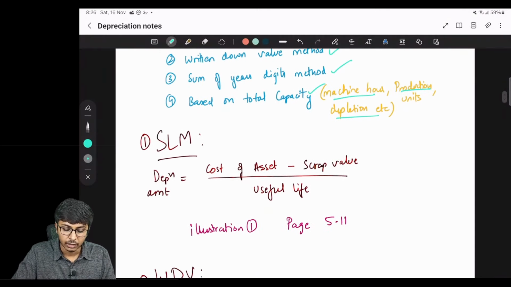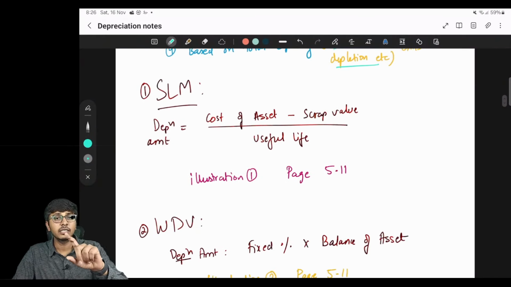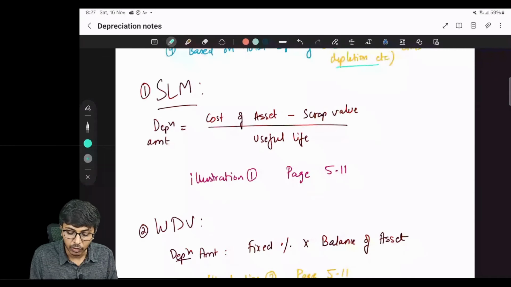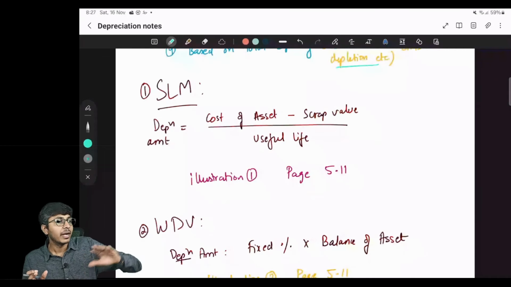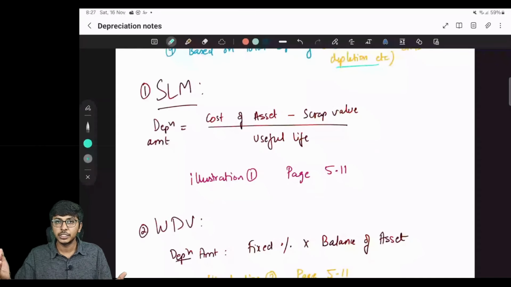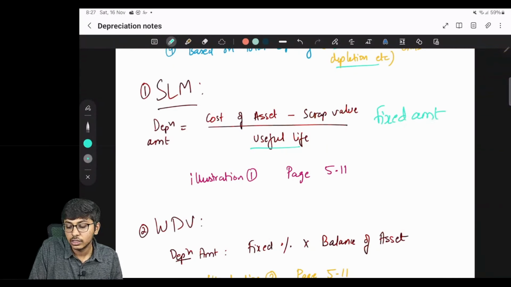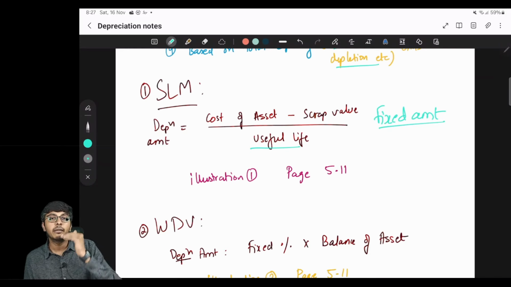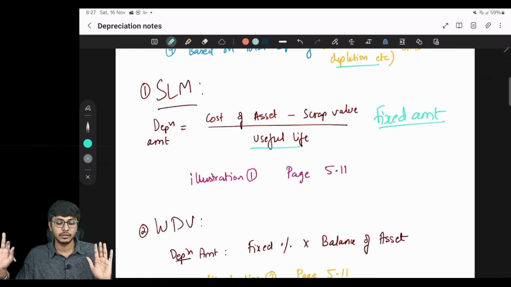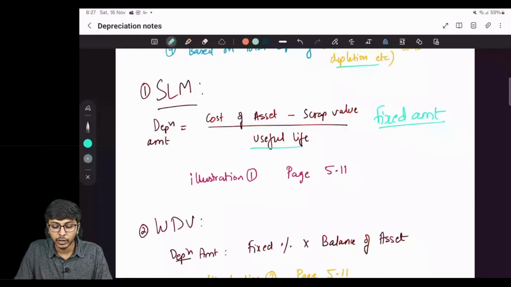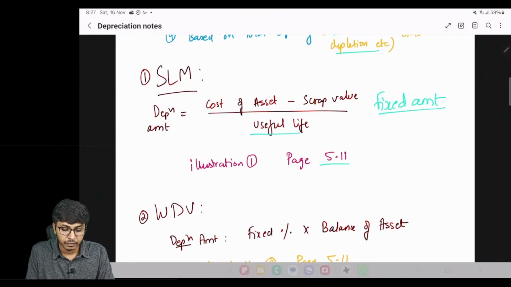Now straight line method, what is this? That means here the depreciation amount is fixed, correct. What is fixed here? Depreciation amount is fixed in this method, straight line method. What is the formula for finding the depreciation amount? Depreciation amount is equal to the total cost of the asset minus the scrap value, which I told you should not be depreciated, minus scrap value, divided by useful life. So you will get a fixed amount, which you will depreciate over the useful life of the asset. Okay, quickly we will see page number 5.11 of your ICAI material, illustration 1.